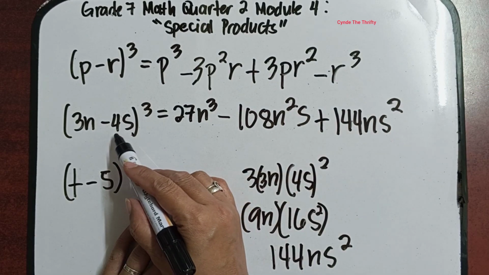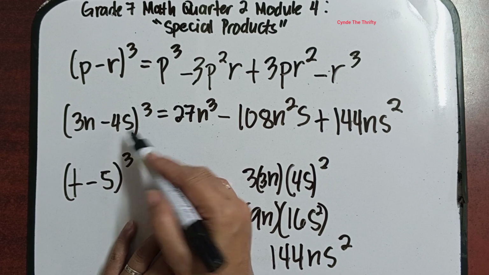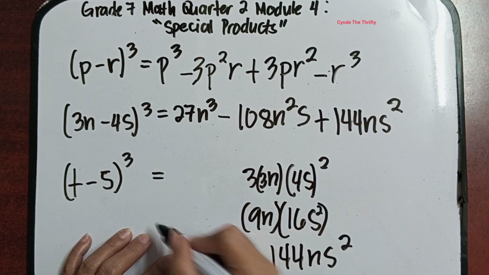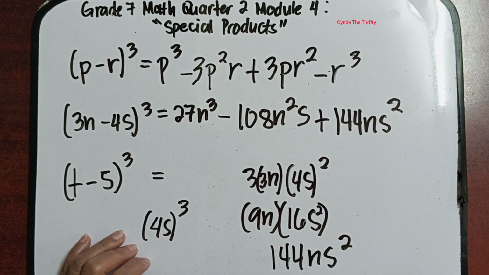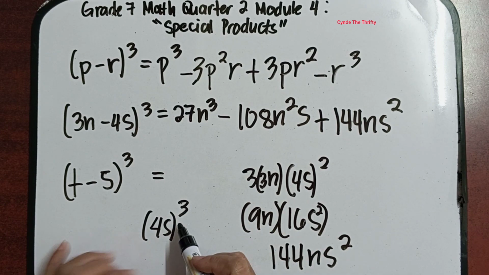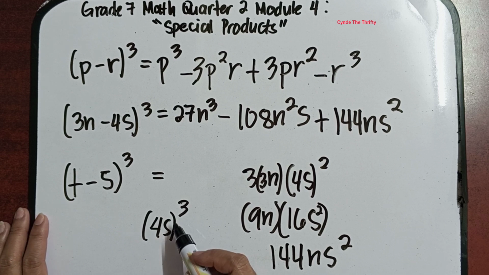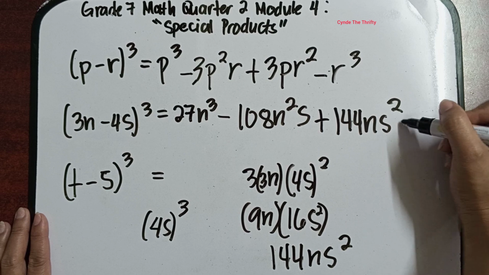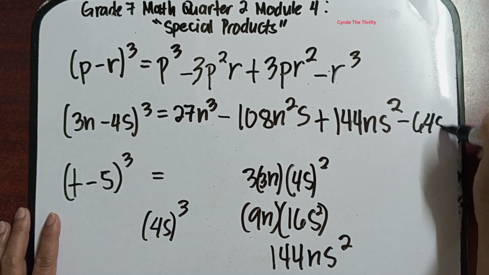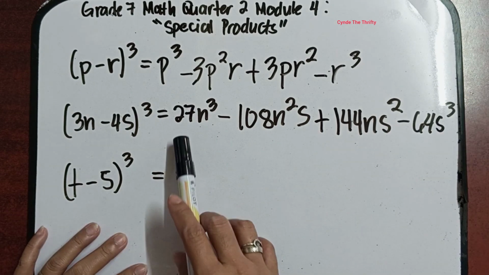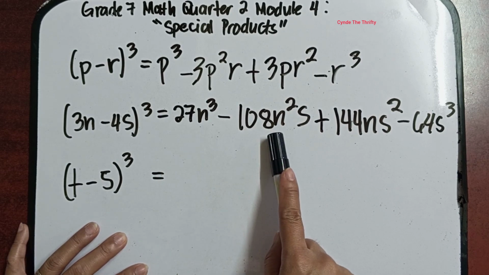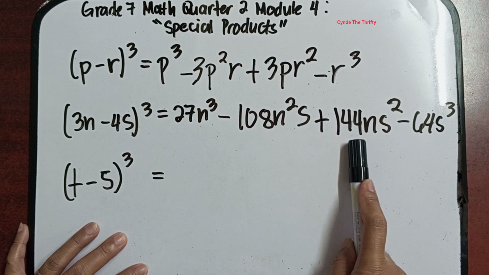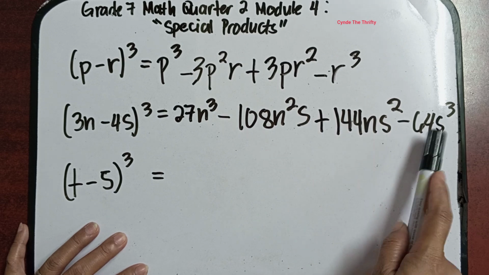Lastly is, i-cube natin ang ating last term. So, ang last term natin is (4s) cube. Okay, so, i-cube natin si 4. So, 4 times 4 equals 16. 16 times 4 is equal to 64. Okay, so minus 64s cube. Okay, so ito na yung sagot natin: 27n cube minus 108n squared s plus 144n s squared minus 64s cube.